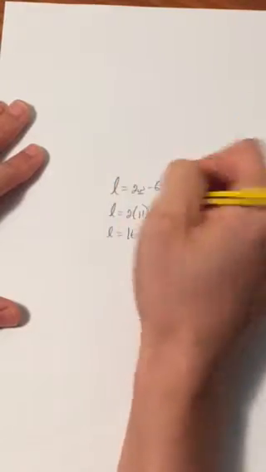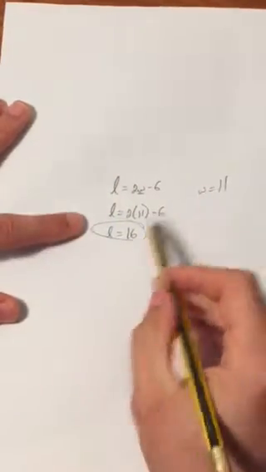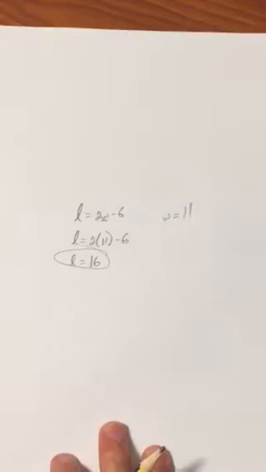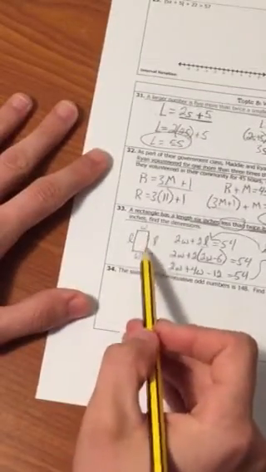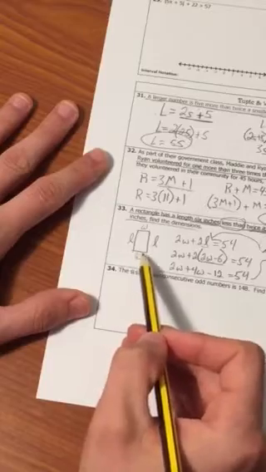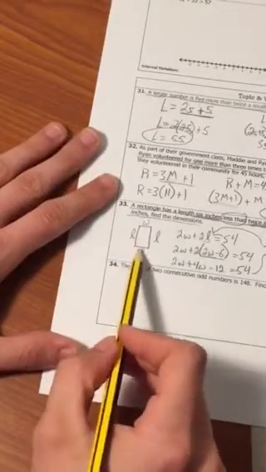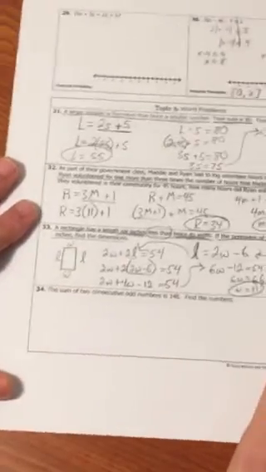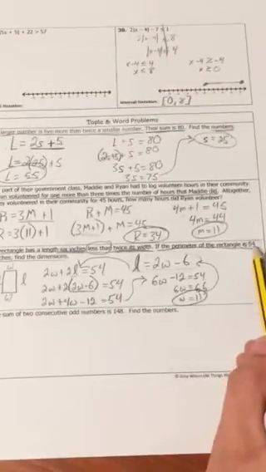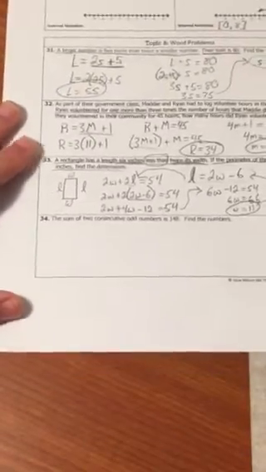Length is 16. So length and width, and we're talking about the rectangle. So it's saying that this is 16 and this is 11. And just to check, 16 plus 16 plus 11 plus 11, sure enough, equals 54. Okay, so next question and last question.